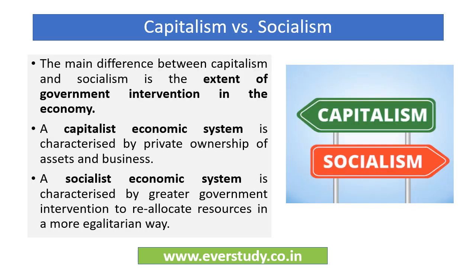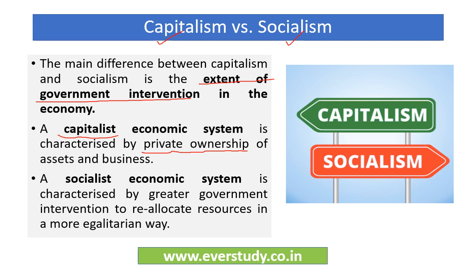So friends, to answer this question, we must be aware of two very important economic systems, which are capitalism and socialism. The main difference between these two systems arises on account of the extent of government intervention. If the government is more or less on the passive side and not intervening much, then this is termed as a capitalist economic system, in which private ownership is there, and these are the people who own the assets and control the businesses in the economy.